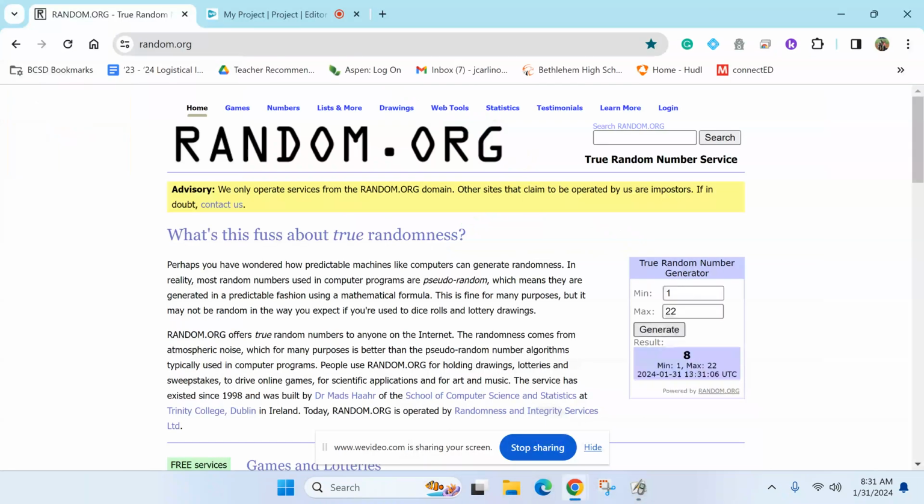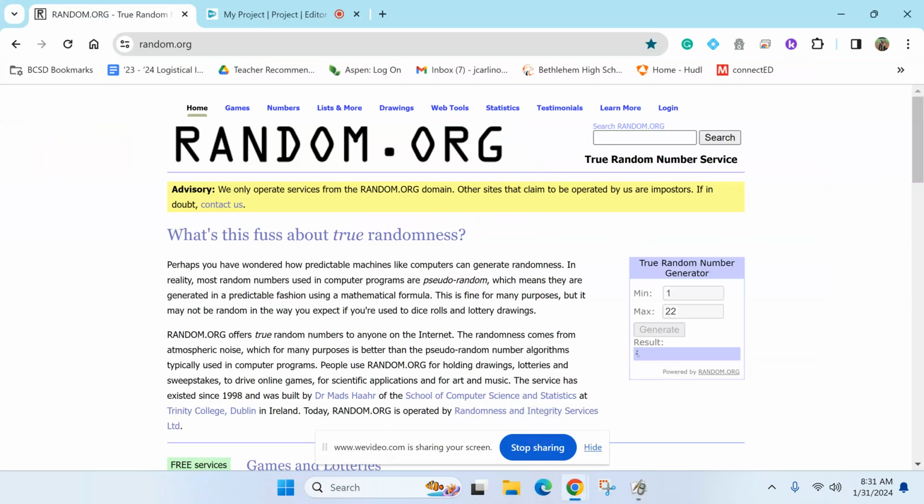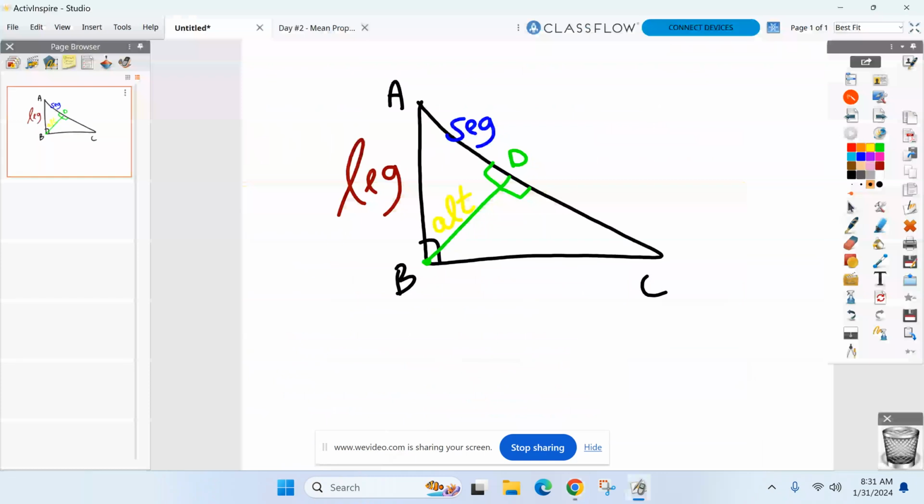Shar, here we go. How about BD? That's the altitude, right? That's the altitude I use in Sass. We got a couple more segments available for everybody. Finley, how about BC? That's also a leg.